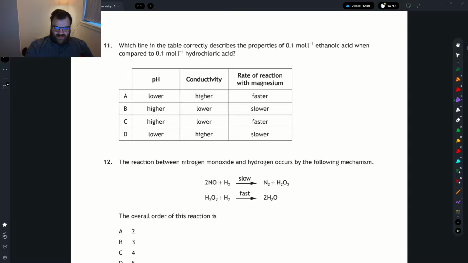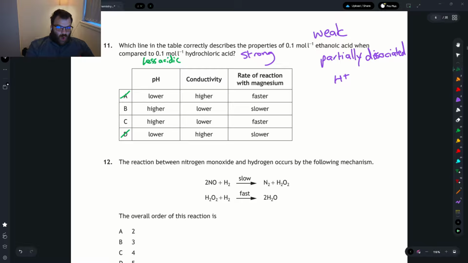Next up, we're talking about strong versus weak. Ethanoic acid is weak and HCl is strong. We have to focus on the weak acid, and it's weak because it's partially dissociated. What does that mean? It means that less of the hydrogen ions would have been released. There are fewer H pluses, so it'll be less acidic and have a higher pH. Again, because it's partially dissociated, not all the ions will be free to carry the charge and conduct electricity, so it's going to have a lower conductivity.